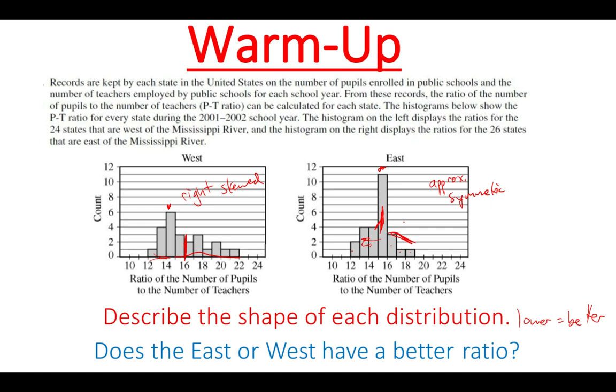So overall, you can see this doesn't even go past 19 here. This one goes all the way up to 22. So definitely you would say that the east has a lower student or pupil to teacher ratio. East would be better.